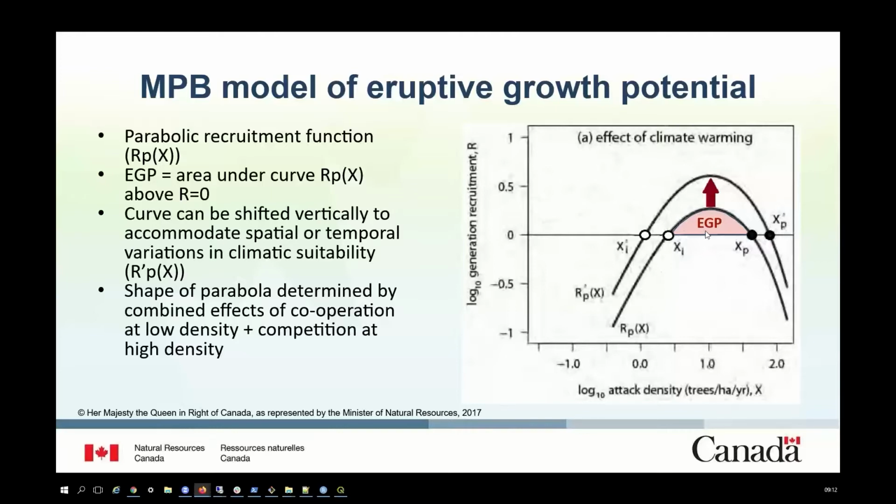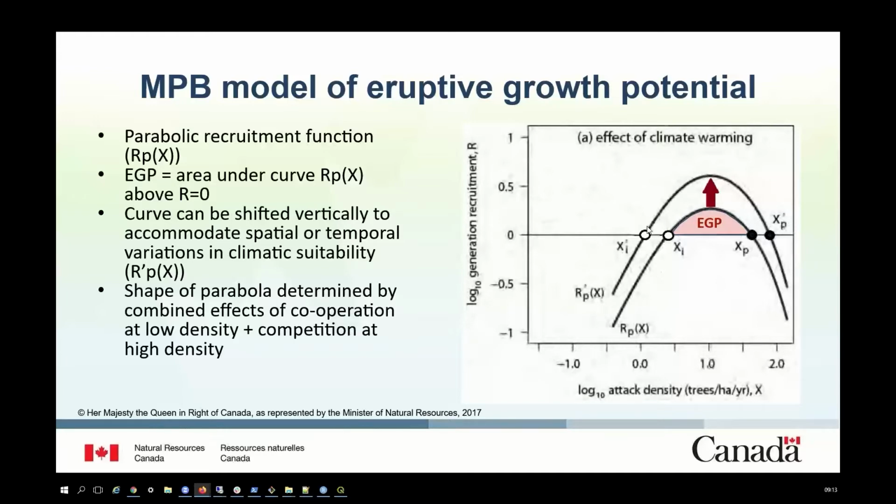And eruptive growth potential is the area under that curve. The other point in this graph is that, of course, as climate becomes more suitable to pine beetle, reproduction improves at all population densities. And so that can be represented as a vertical shift of this parabola labeled RPX. That's the reproduction curve given an attack density of X, moving to this position at R prime PX. So an improvement in climatic suitability increases the eruptive growth potential.